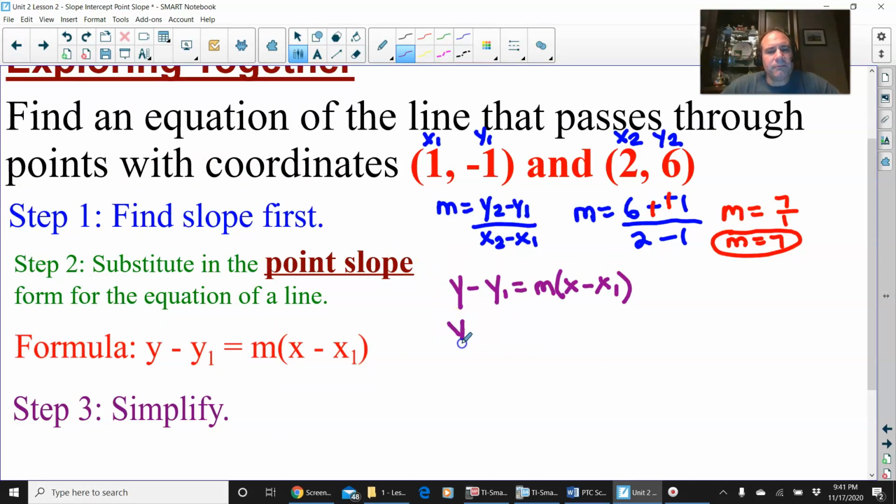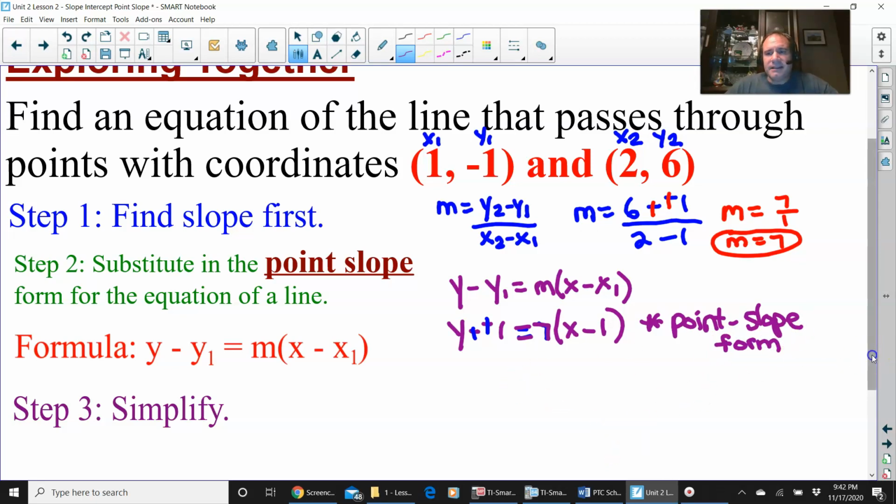So going forward here, y minus y1. My y1 is a -1. As soon as I see that double negative, I'm going to put a plus, make it easy for myself. The slope I figured out as 7. Hopefully you have that slope. Times x minus x1, which is 1. Nice and easy. This is point slope form.